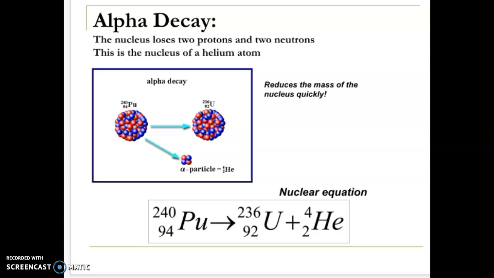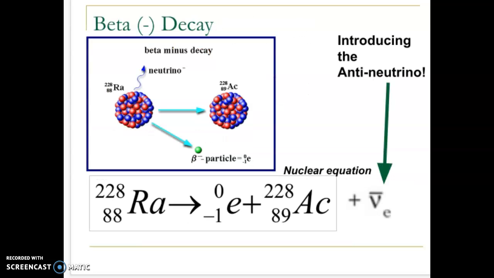The beta particle emission looks like this. When a parent nucleus decays and becomes more stable by releasing a beta negative particle, it also releases an antineutrino, right? An antineutrino. How do we express that? Well, this is an example.